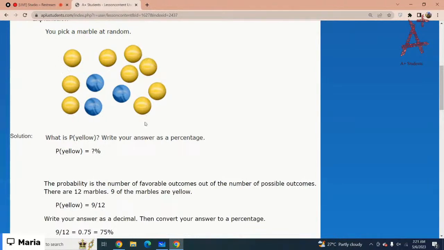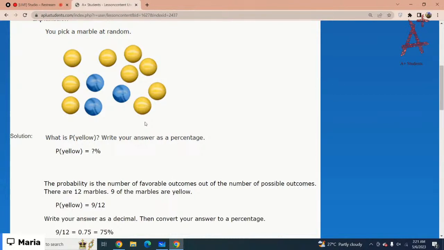Got it? So what is the probability? The probability is the number of favorable outcomes out of the number of possible outcomes. For this event, the total possible outcomes are 12. You have 12 marbles. And the favorable outcome means the yellow marble. The number of yellow is 9. So it would be 9 over 12.